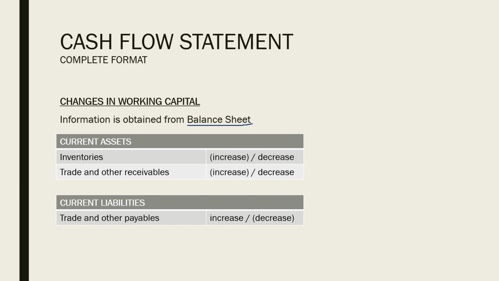This works opposite. If there's an increase, it means cash inflow, so there won't be a bracket. If there's a decrease from one year to the next, it will be bracketed because it shows that there was an outflow of cash.